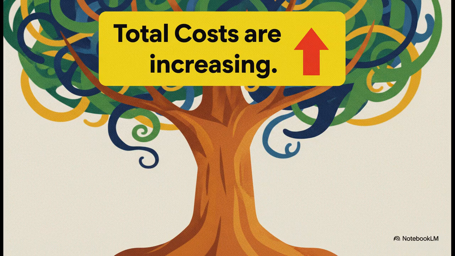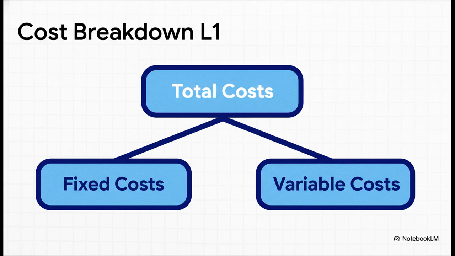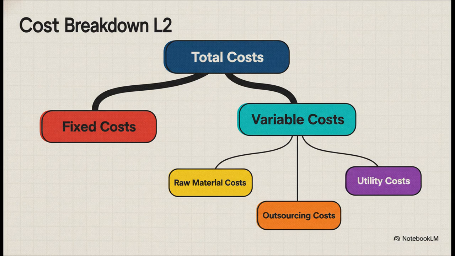So let's actually build one together, right now. We'll start at the very top of our problem tree with a super common issue. Our total costs are going up. Why? Now, using our MECE principle, what's the first logical step? We break total costs into 2 buckets that don't overlap but cover everything: fixed costs and variable costs. See? Simple, clean, and complete. But this is where the magic happens. We don't stop there. We can go a level deeper. Let's take variable costs and break that down into its MECE components: raw material costs, outsourcing costs, and utility costs. And just like that, we have a clear map showing us exactly where we need to focus our investigation.